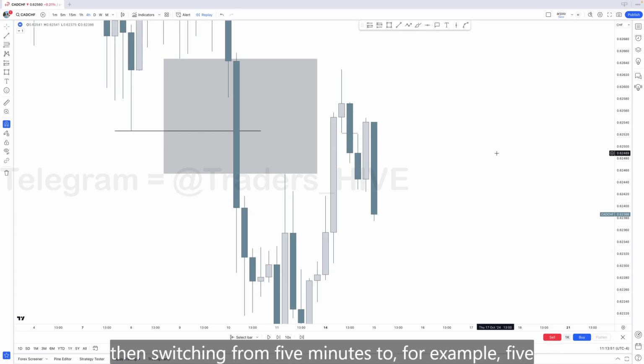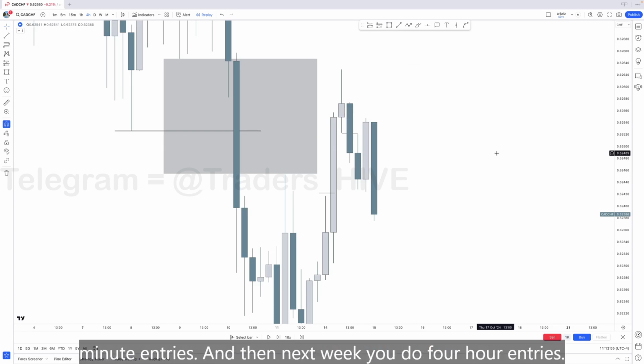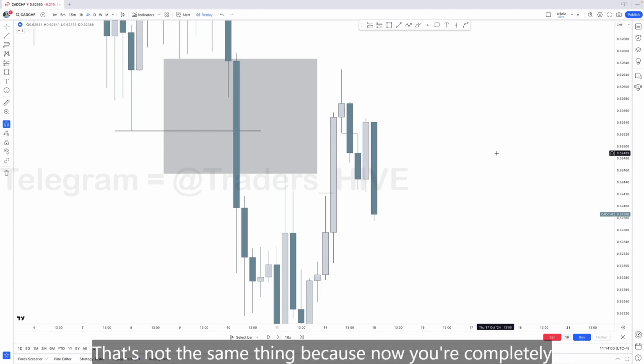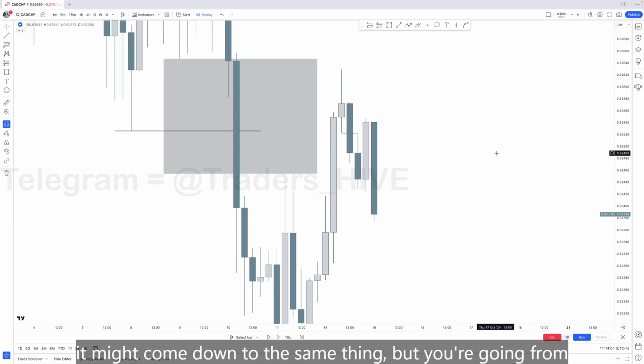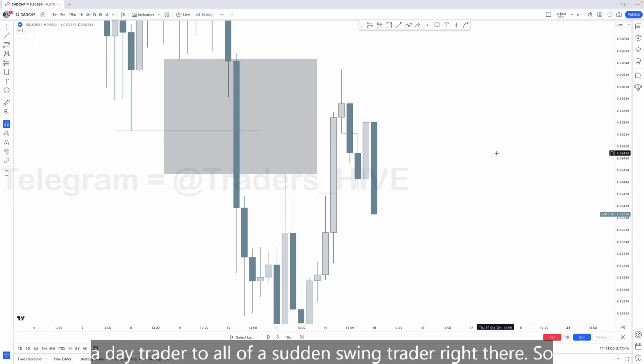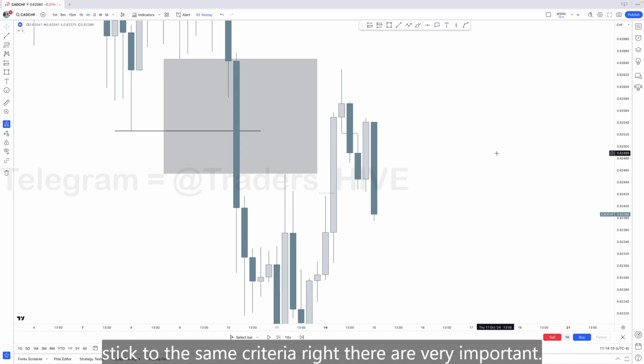Then switching from 5 minutes to, for example, 5 minute entries, and then next week you do 4 hour entries. That's not the same thing, because now you're completely changing your trading. It might be the same trading plan and it might come down to the same thing, but you're going from a day trader to all of a sudden a swing trader right there. So stick to the same criteria right there.